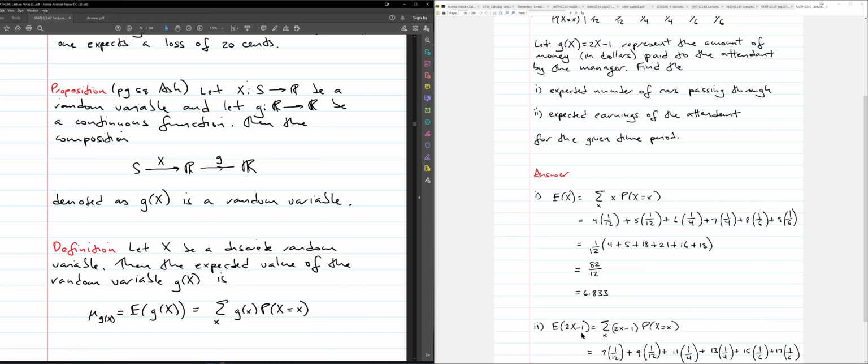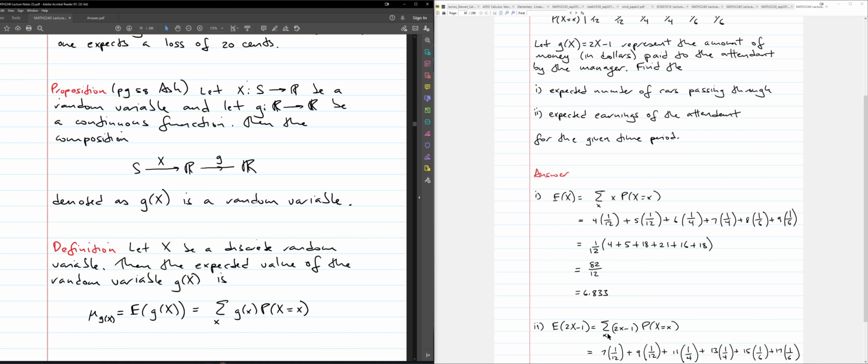And this g(x) over here is coming from the function of the random variable. So this is the random variable 2X minus 1, and the values it would take would be 2x minus 1 for small x. So notice this here is g of small x. The function of the random variable is g of big X, and g of big X is 2X minus 1. And g of small x is 2x minus 1.